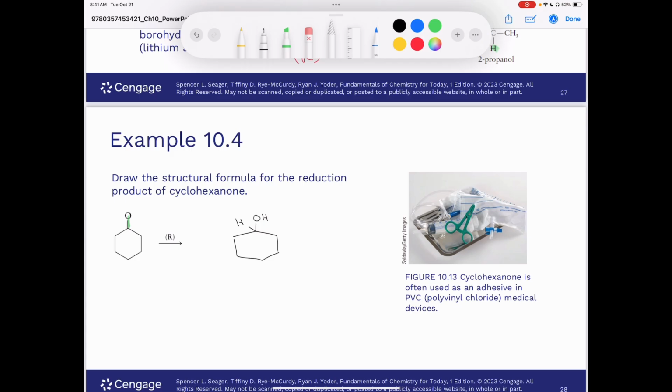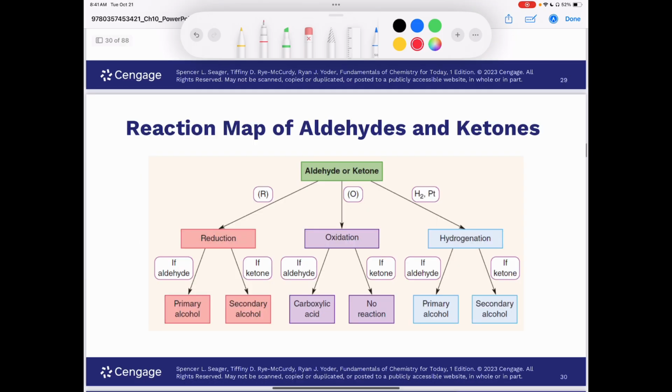You can leave that hydrogen in if you want, but it's not really a technically proper bond line structure. So you could also write it as this, just draw cyclohexanol like this. So you see we go from cyclohexanone to cyclohexanol. And again, you see here that your ketone is being reduced to a secondary alcohol.